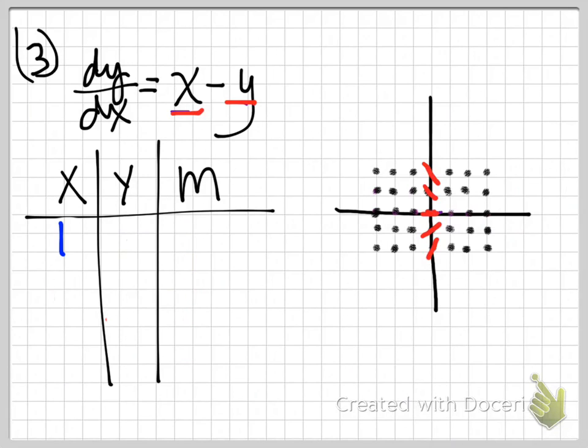When x is 1 and y is 0, that's going to be a slope of 1. When x is 1 and y is 1, that's going to be a slope of 0. So I actually see something that could be a pattern. If you're following me, 0, 0 was 0. 1, 1 is going to be 0. 2, 2 is going to be 0. So this diagonal line, all of those slopes are going to be 0.